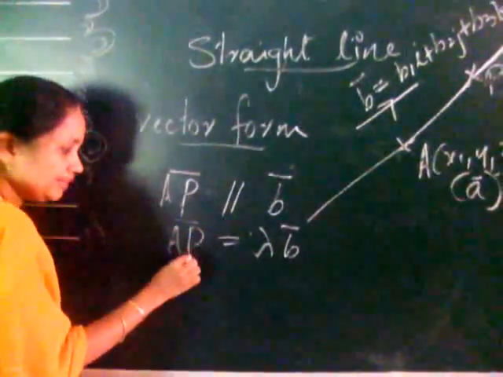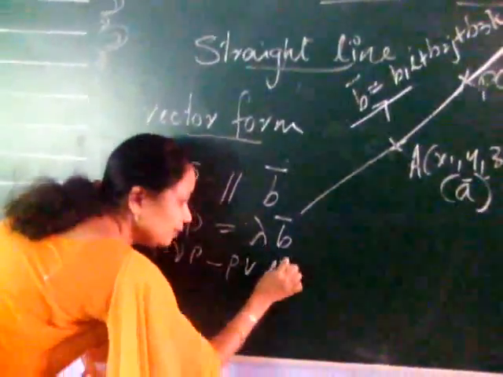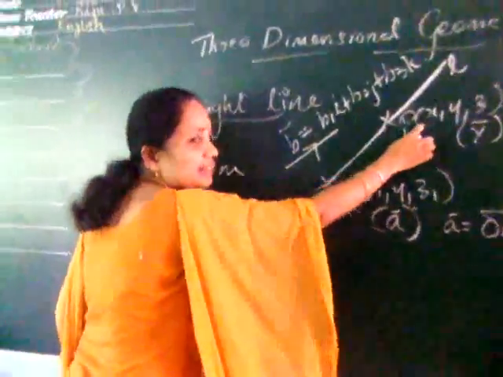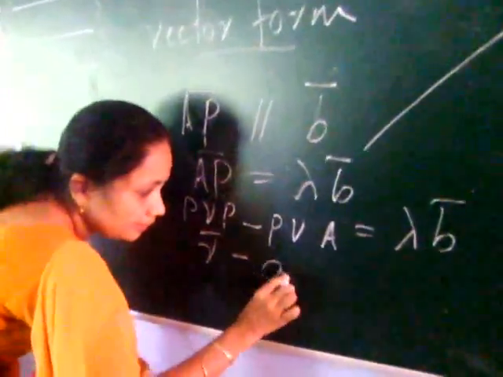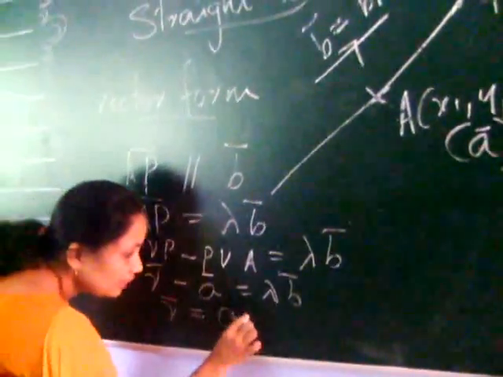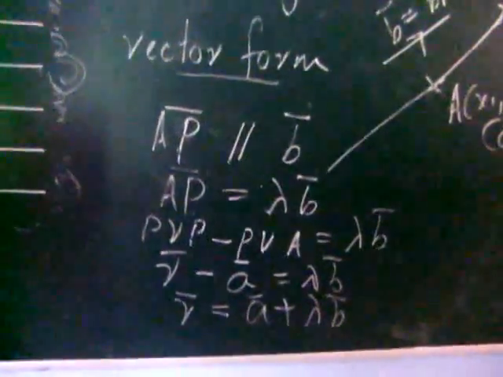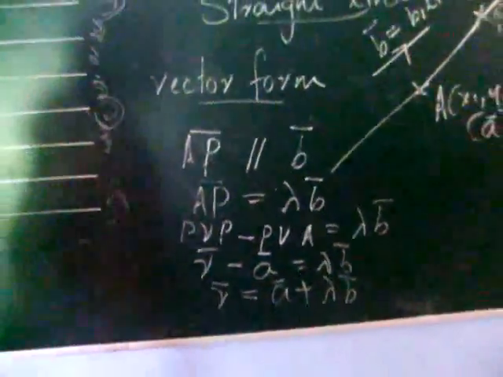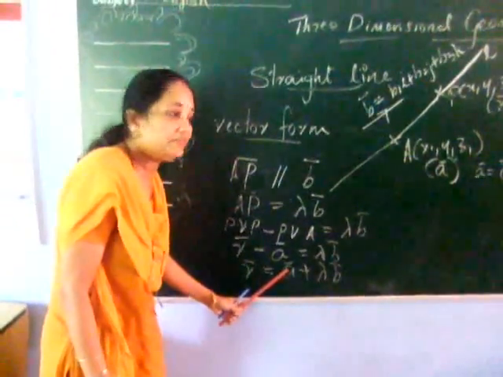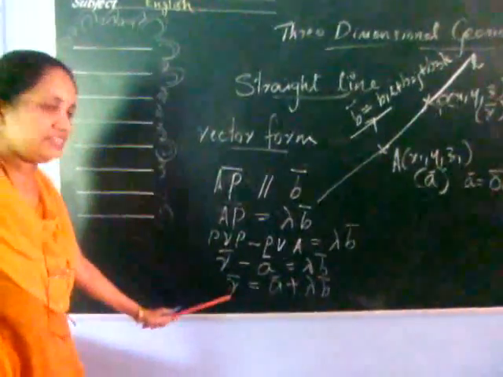And the vector AP is the same as the position vector of the point P minus the position vector of the point A, equal to lambda B. The position vector of the point P is considered as R. So R minus A equal to lambda B, or from here R is equal to A plus lambda B. So R equal to A plus lambda B is called the vector equation of the straight line passing through a point A with the position vector A and parallel to the vector B. This is the equation of the straight line.